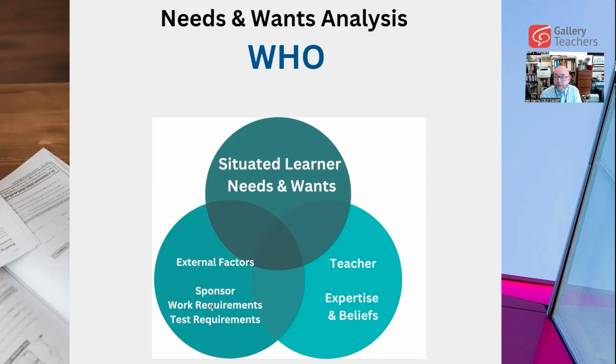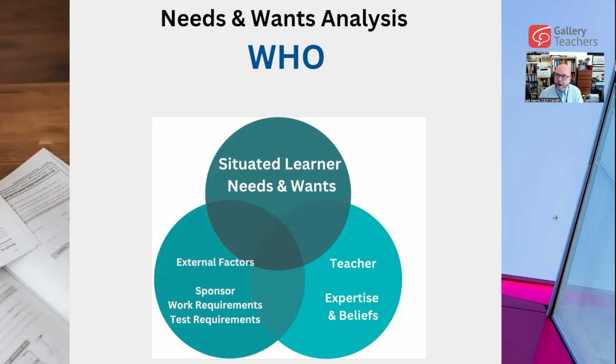Plus, of course, work requirements. If someone is paying themselves for a course to enable them to do a particular function in the workplace better, it might be to give good presentations, then clearly we need to take into account what a good presentation means, both for that individual student, but also for their audience.